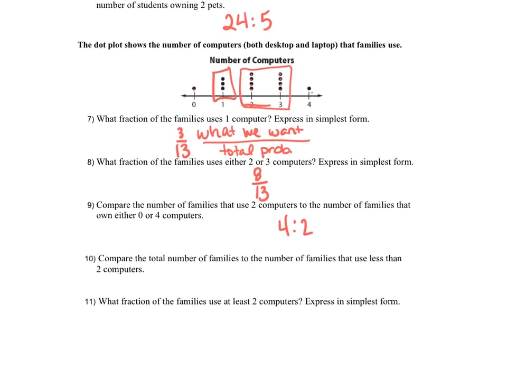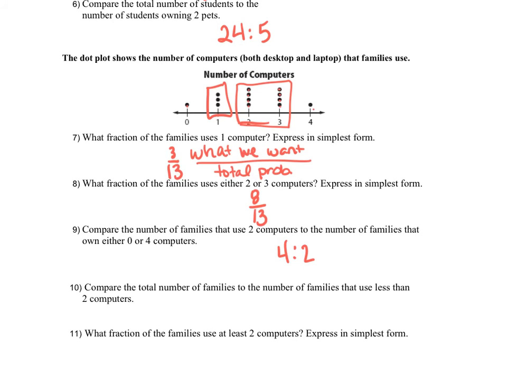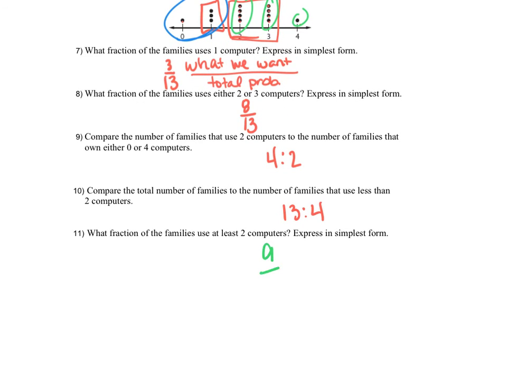And then number 10, compare the total number of families to the total number of families that use less than 2 computers. So we would say 13 to 4. Because we would count this group right here because it's less than 2. Less than 2 does not include 2. We need to remember those words. And then number 11, what fraction of the families use at least 2 computers? Express it in simplest form. So at least 2, so this is this one, and this one. So it'd be 9 out of 13. Can that be reduced? No. Okay.